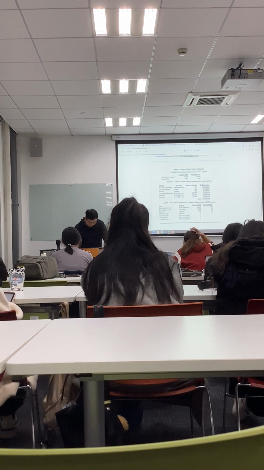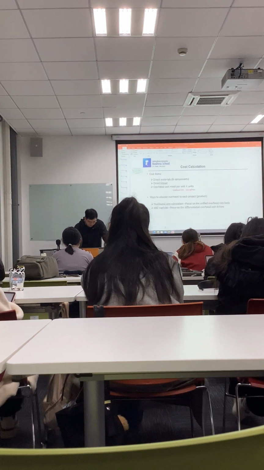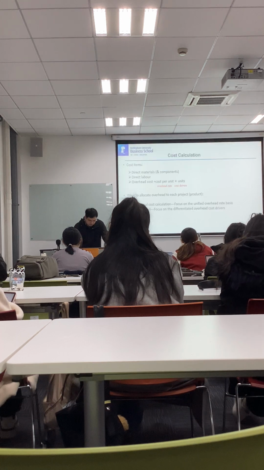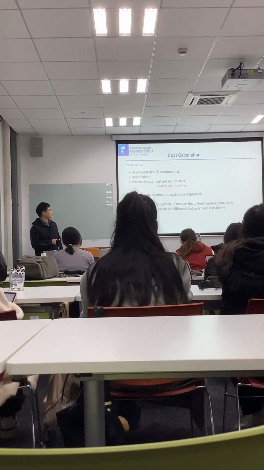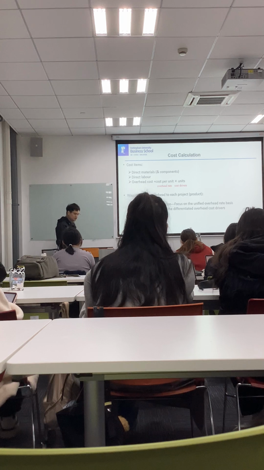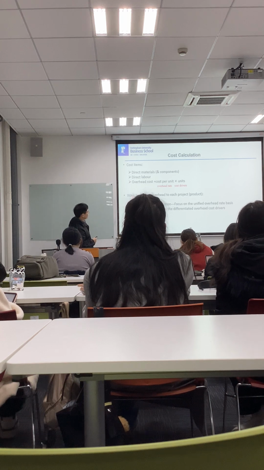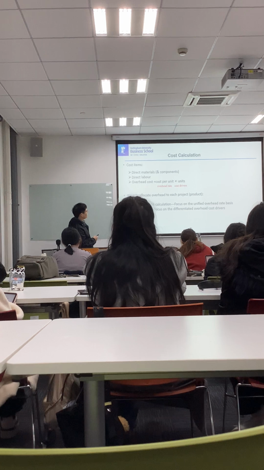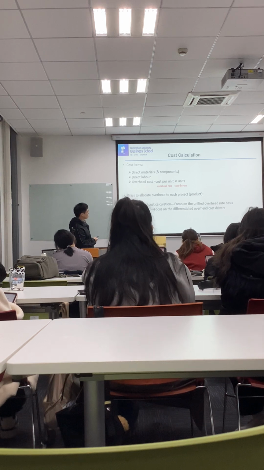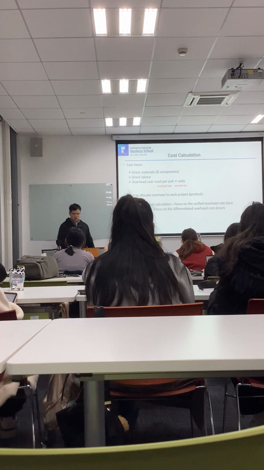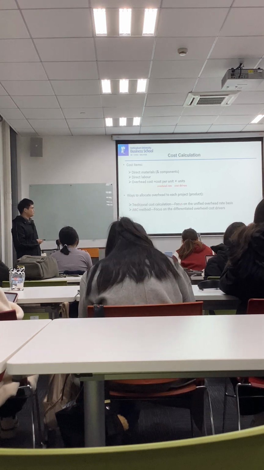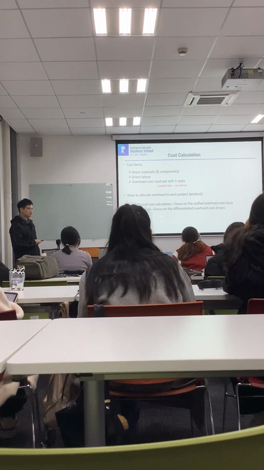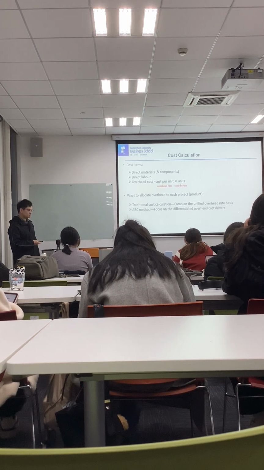Okay, so we can look at our slides. Here we have three cost items: the direct material, direct labor, and overhead cost. The overhead cost is what we are going to assign. There are two ways to allocate it. The first is the traditional cost calculation, which focuses on a unified overhead rate basis, only one cost driver, and the ABC method has different cost drivers.